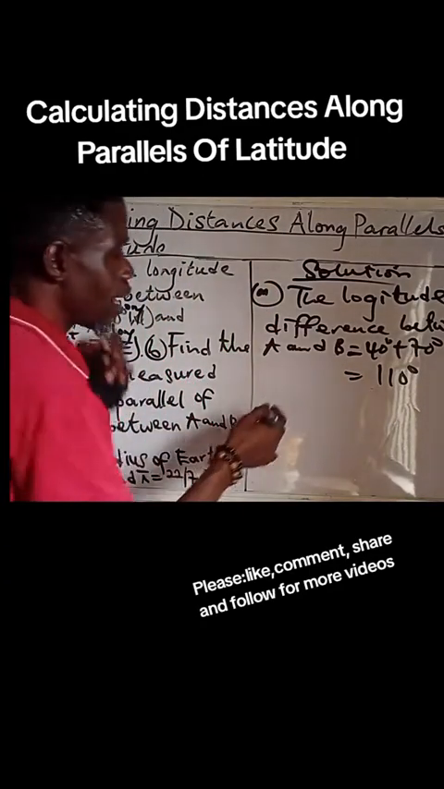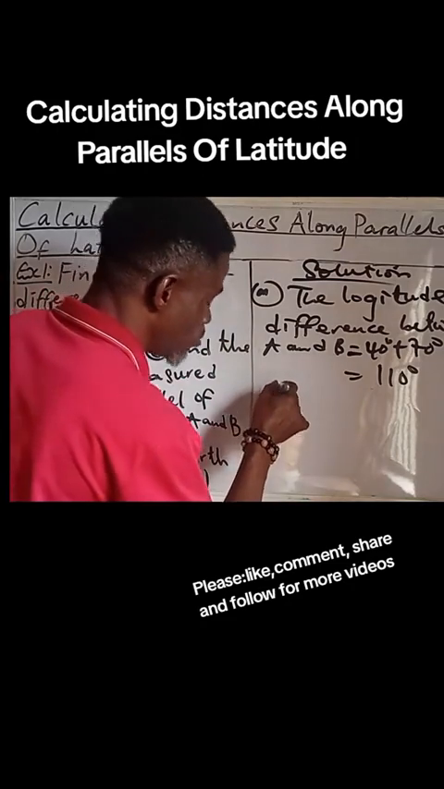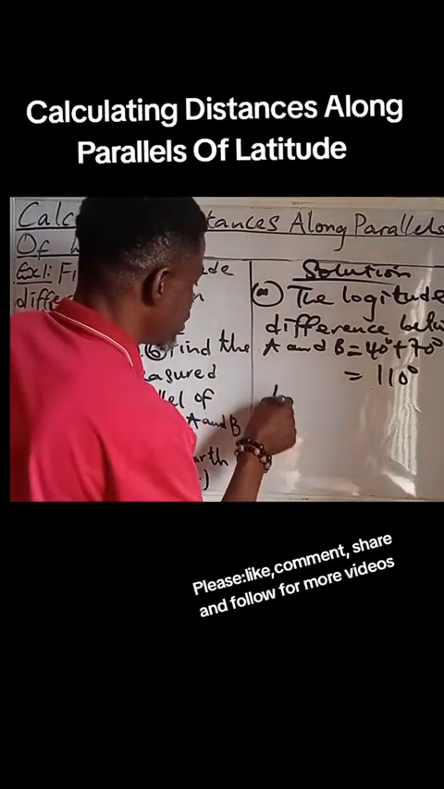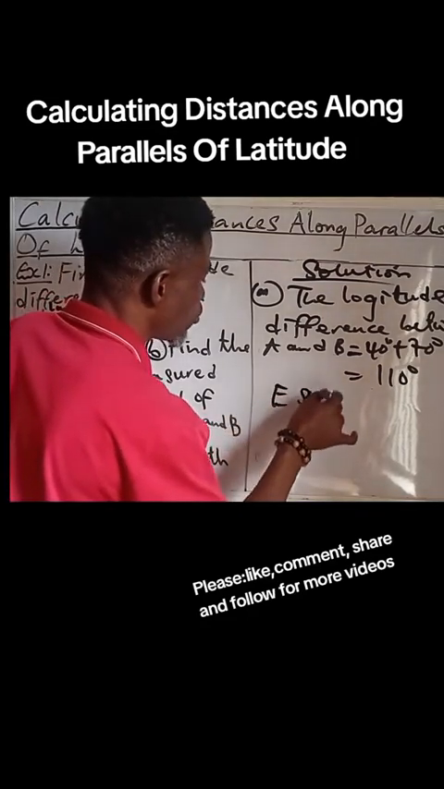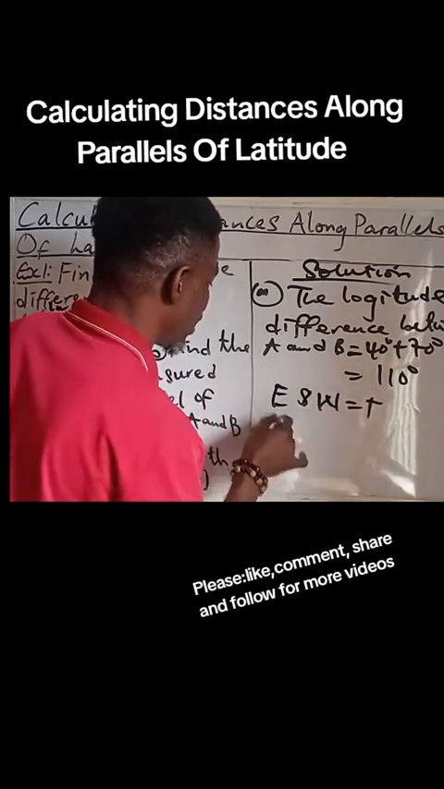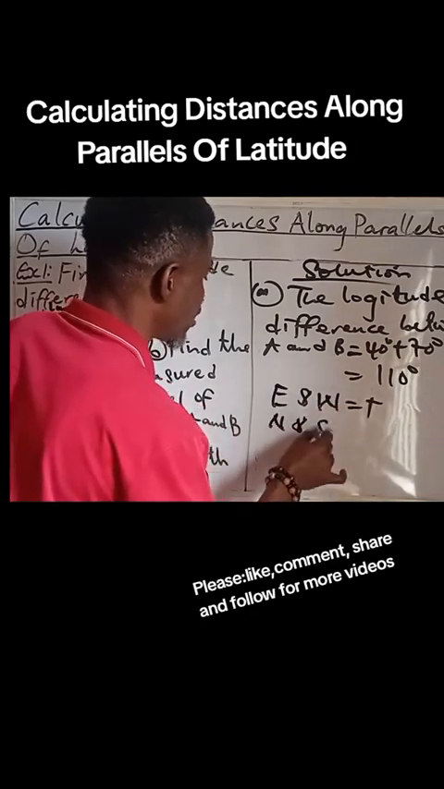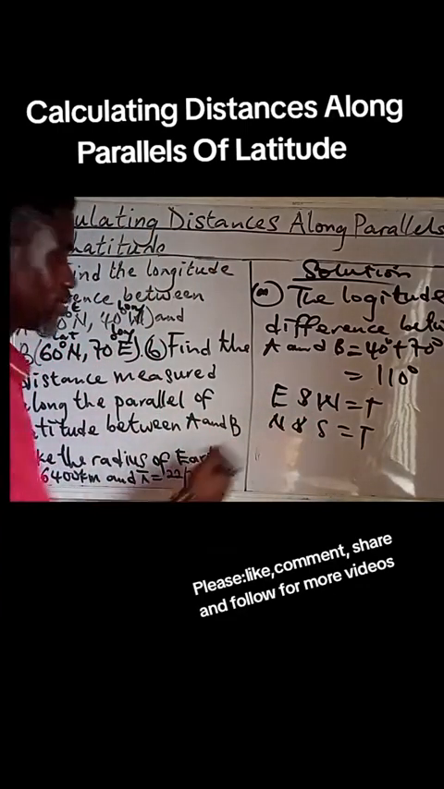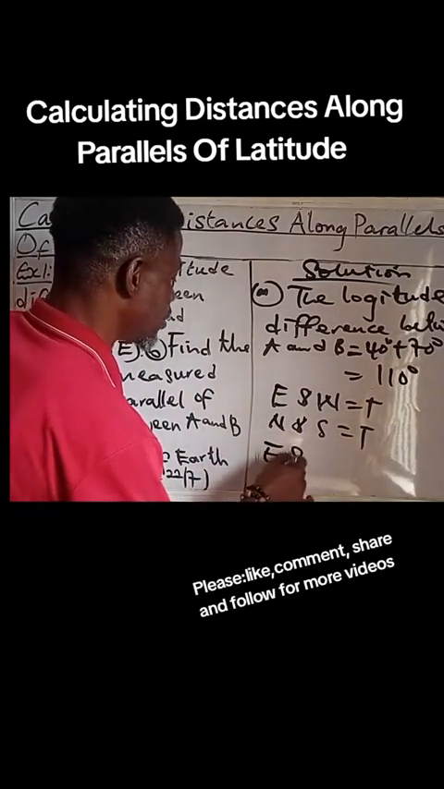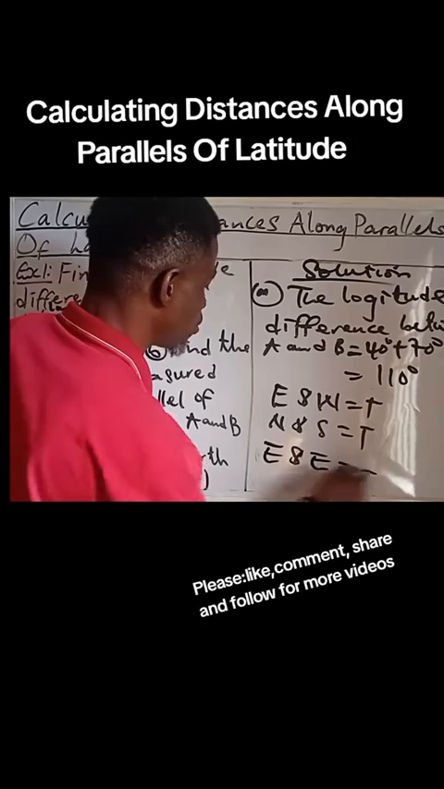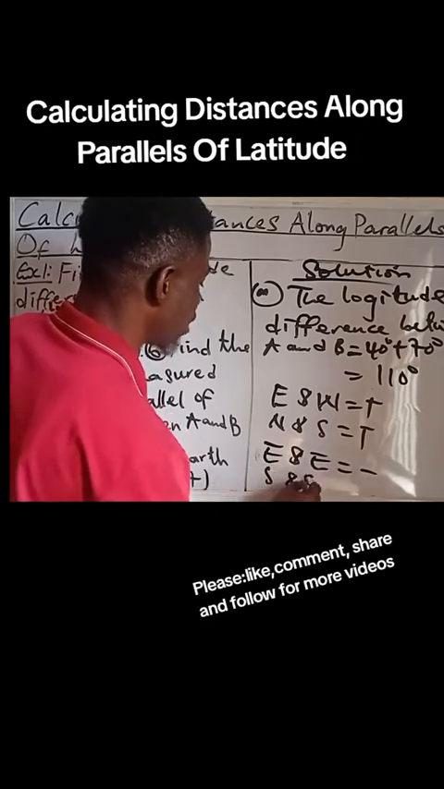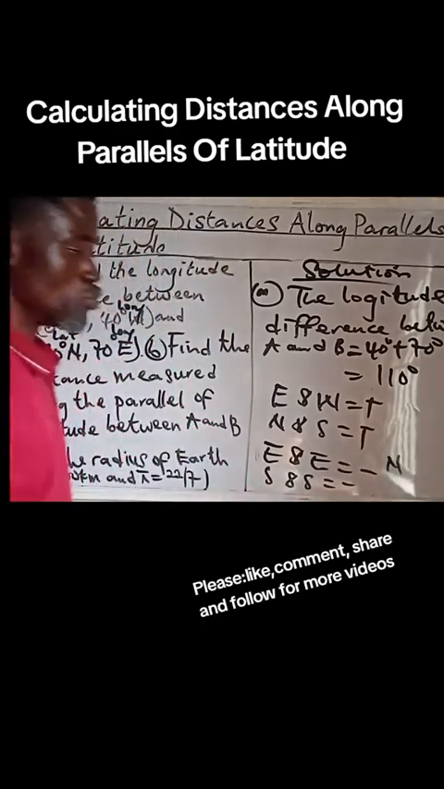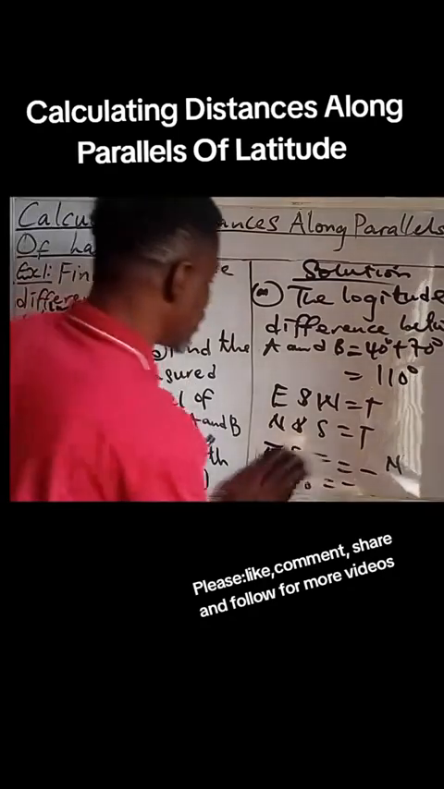Don't forget, when they are on the opposite sides, let's say east and west, you add them together. Or north and south, you add them together. But when they are on the same side, like east and east, you subtract. Or south and south, you subtract. Or north and north, you subtract.